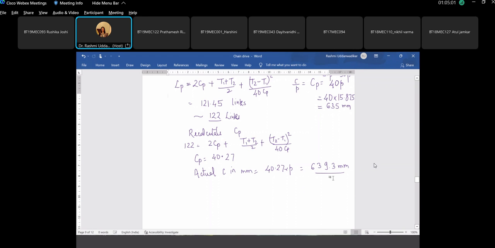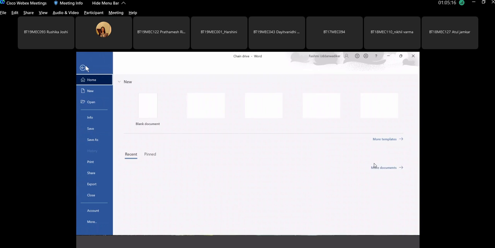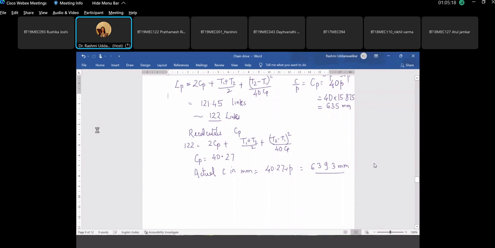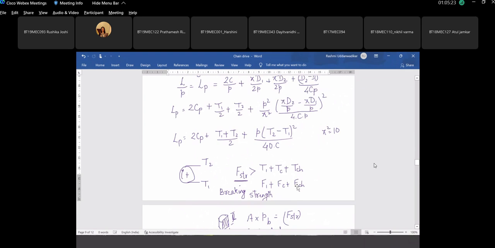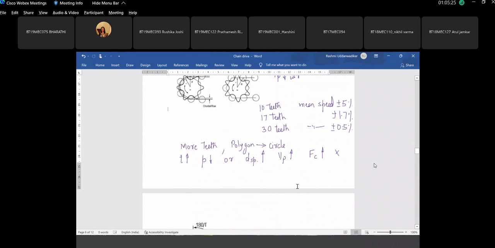Next class, we'll talk about checking the bearing pressure, and we'll solve the same problem from the PSG design data book, where the approach is entirely different. Okay, you are free to ask questions now. If anybody has any questions about whatever we discussed today. Yes?